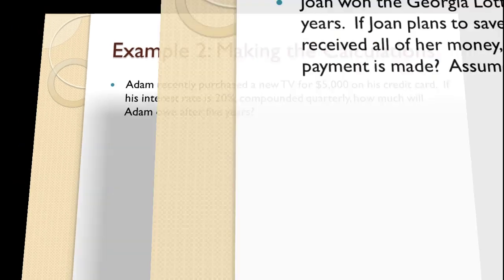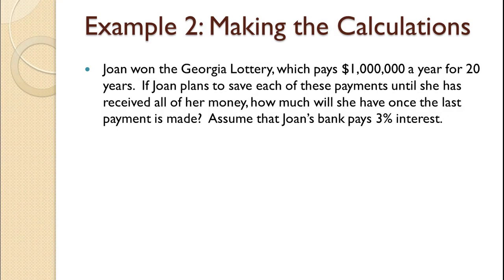All right, let's take a look at another one. Joan won the Georgia lottery, pays $1 million a year for 20 years. Joan's going to save these payments and then wants to know that amount that she's going to have at the end of that time. So the type, we already said it was future value because we're saving each of these payments. And this time we're saving specific amounts. We're saving a series of $1 million payments for 20 years. So this is actually an annuity that we're going to save each period.